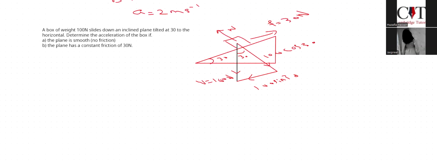So for part A, we have to determine the acceleration of the box if the plane is smooth. Since the plane is smooth, obviously there would be no friction force. So for part A, we can ignore the friction force and just solve the equation. You have to find the acceleration. There's only one formula, which is F equals ma, where F is the net force.